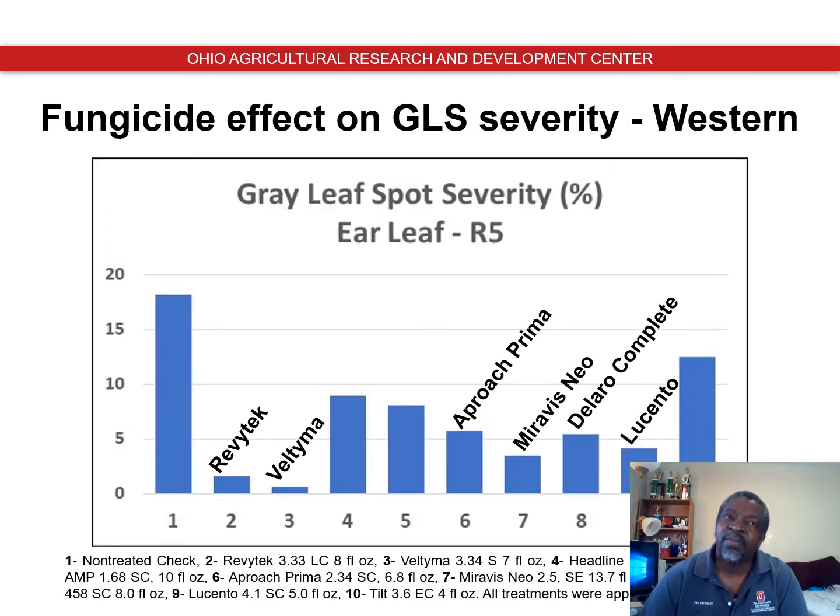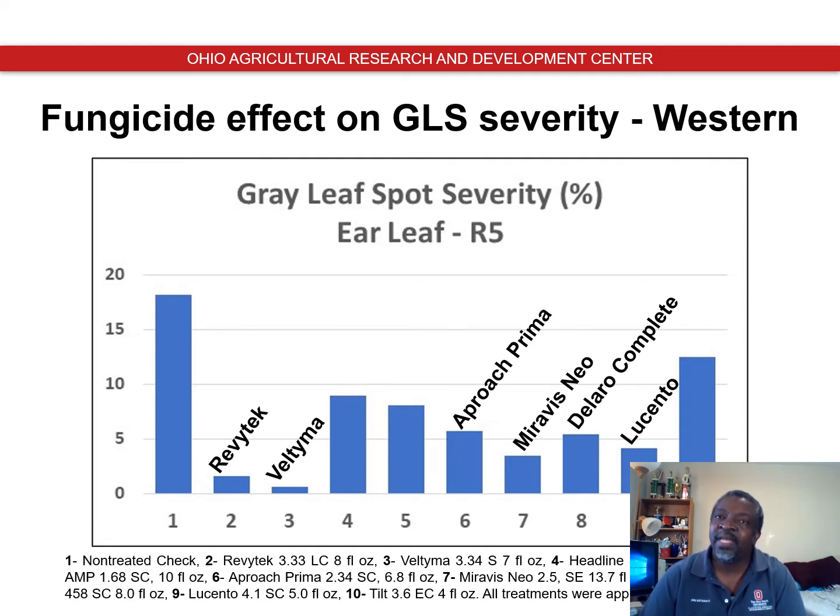So here's some data from some of those trials. We had fairly high levels of disease, close to 18% ear leaf damage by gray leaf spot. This is one of the most common diseases in the state, and it was fairly high in 2021. 18% damage to the ear leaf by the R5 growth stage is a pretty high level of disease, and this could definitely impact yield. We sprayed these fungicides once at the VT/R1 growth stage.